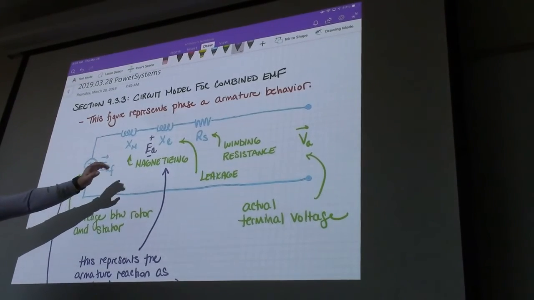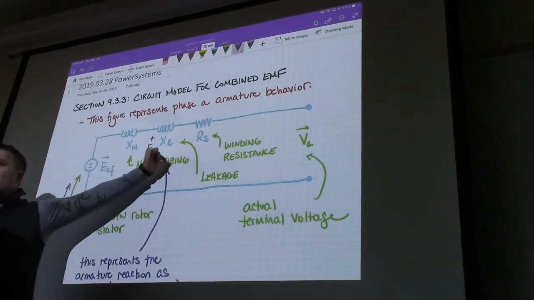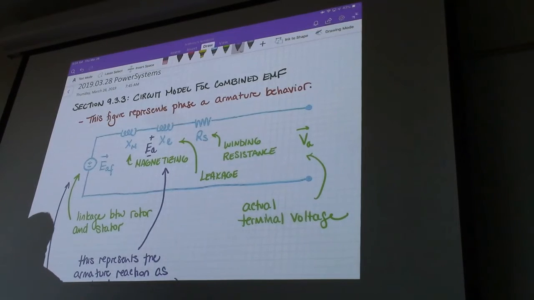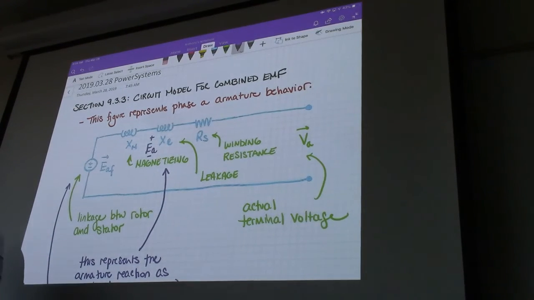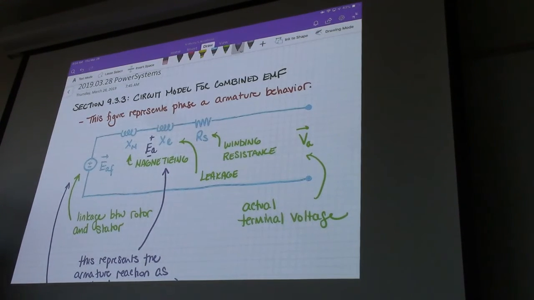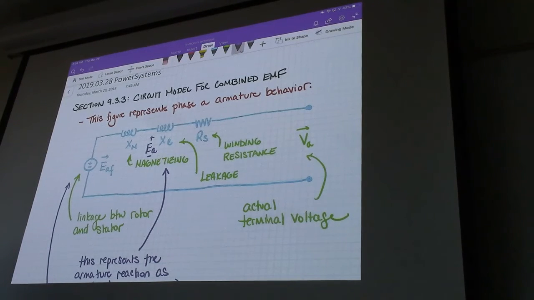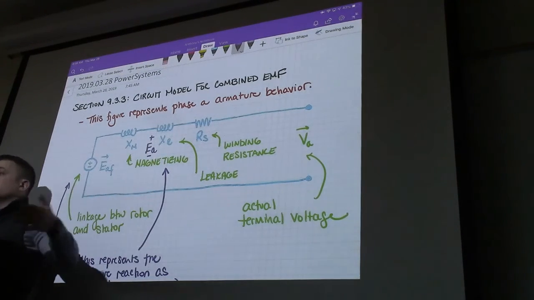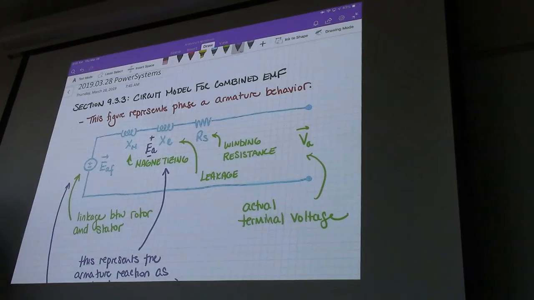Then, when we take into account the lossy parts of the generator, which is the leakage reactance, that represents the magnetic field lines that don't connect any two of the windings, whether that's the rotor and the stator or two of the stator windings, as well as the loss associated with the resistance. We all know I squared R and what that means.